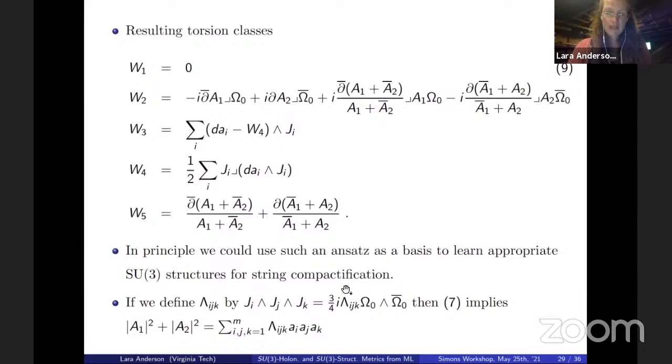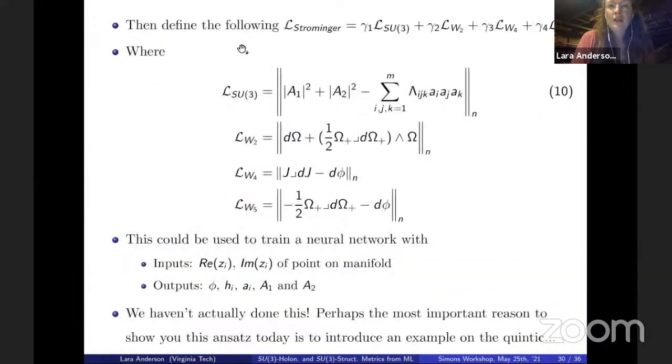And in principle as well, if we define triple intersection numbers in this way, or the analog of triple intersection numbers, then there's a relationship between the capital A's and the little a's that is pretty straightforward to compute. So what would you teach the neural network to optimize on for this particular ansatz? For the Strominger system, you can define a set of weights as the following here. So you have a set of loss functions that are going to minimize the conditions for SU(3) structure broadly, and then the conditions on the torsion classes as I've outlined them here.